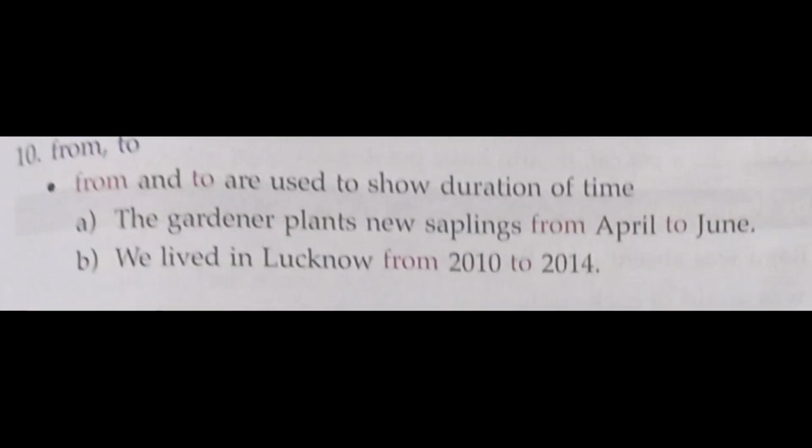Number 10, from and to. From and to are used to show duration of time. When we say from, it means the action started at this time. And whenever we say to a particular time, it means the action continued till that particular time and after that it ended. For example, my school was closed from July to June. Next, I stayed in London from 2010 to 2013.